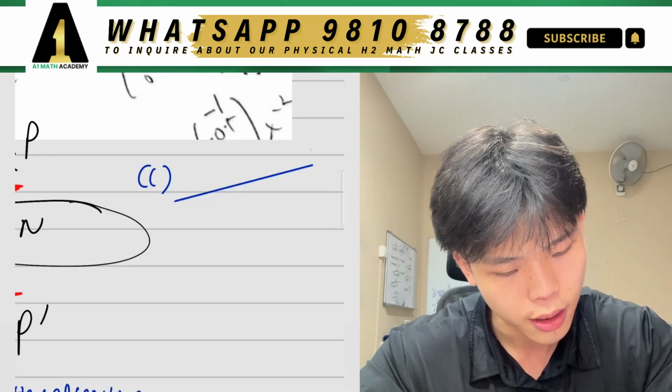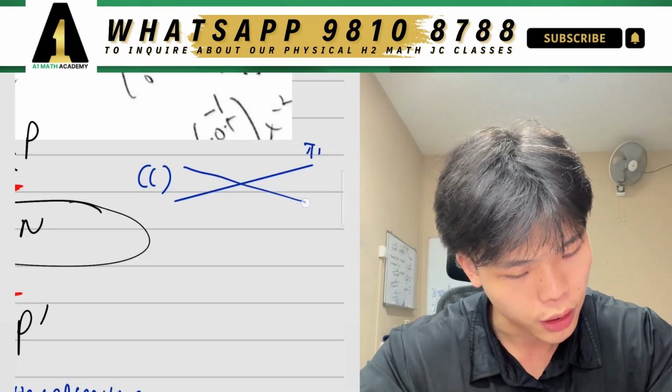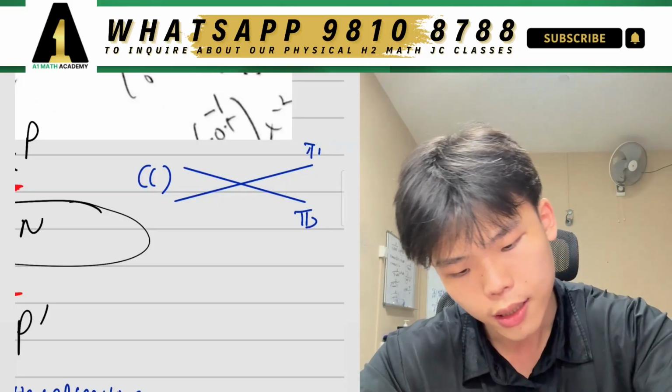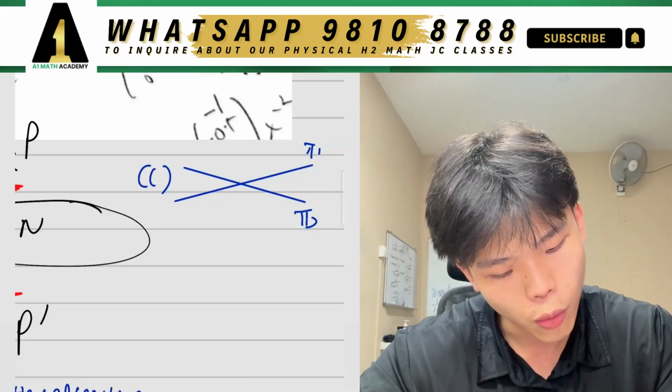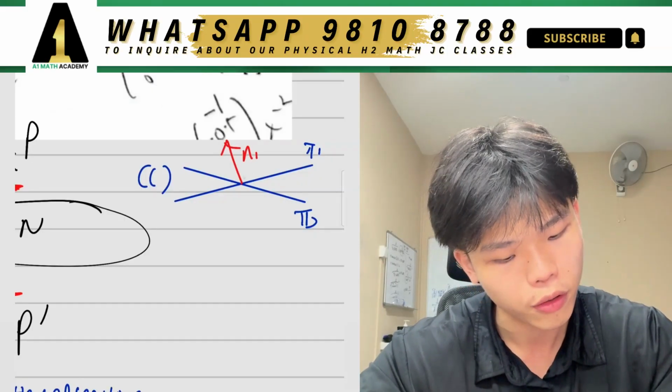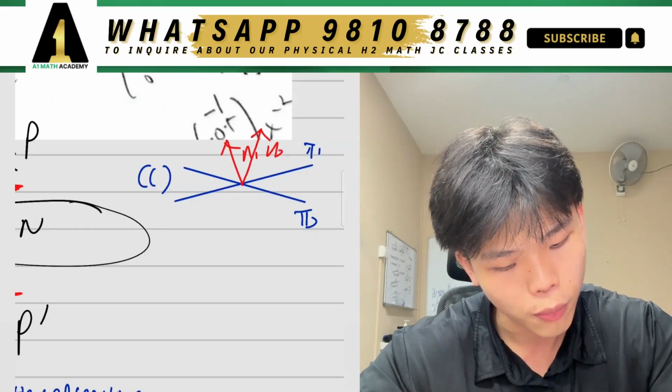Imagine this is a plane here, so this is pi 1, and then this over here is pi 2. Now imagine the normals are like that. The normal of plane 1 is here. This is the normal of the first plane, and then this over here is the normal of the second plane.